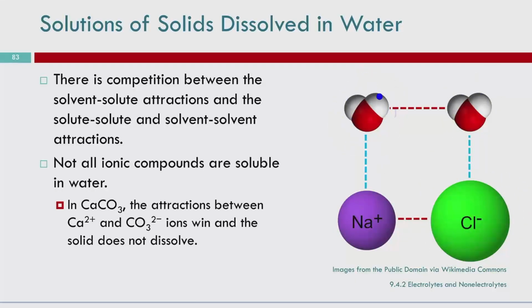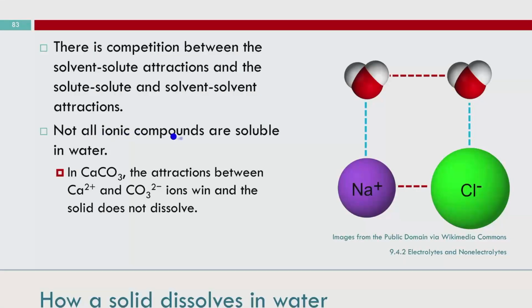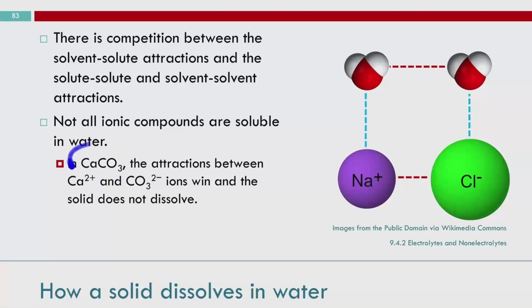If the force between the water and the sodium or the water and the chloride is stronger, it will pull apart the sodium chloride ions. If the sodium and the chloride attraction is stronger, it will not dissolve. So not all ionic compounds are soluble in water. For example, calcium carbonate: the calcium and carbonate ions are more attracted to each other than water is attracted to them, and so they don't dissolve.